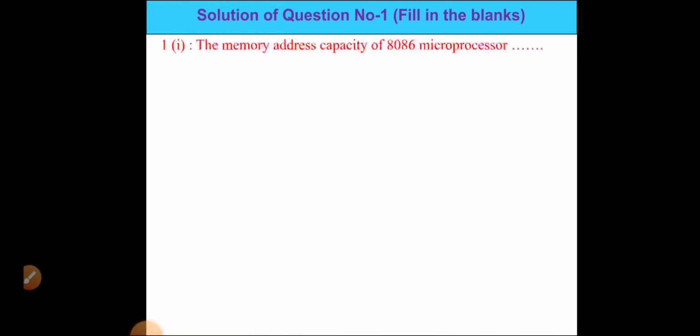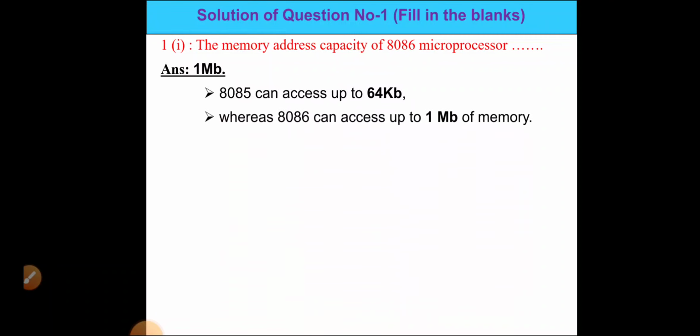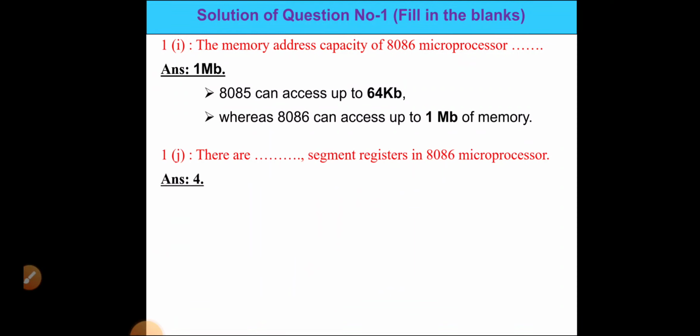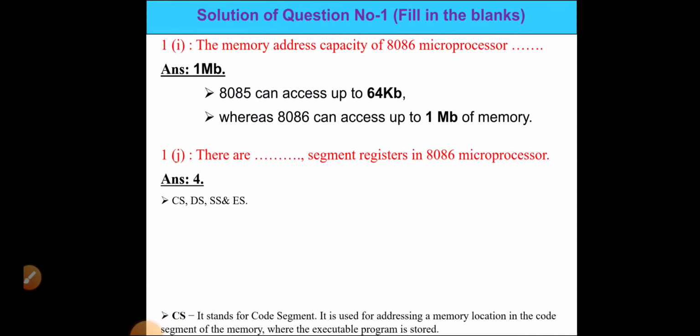Next question: the memory address capacity of the 8086 microprocessor is 1 MB. In 8085 the maximum memory capacity is 64 KB, but in 8086 it is 1 MB. There are dash segment registers in the 8086 microprocessor. There are 4 segment registers in the 8086 microprocessor: CS, DS, SS and ES.